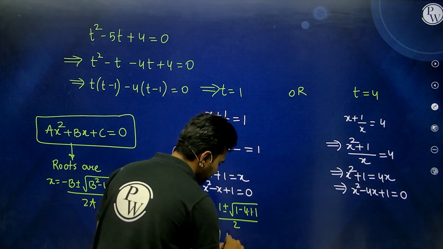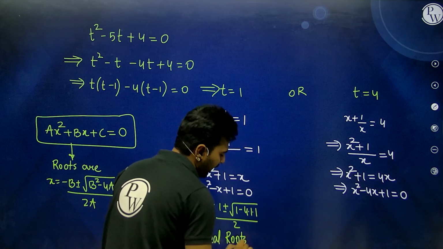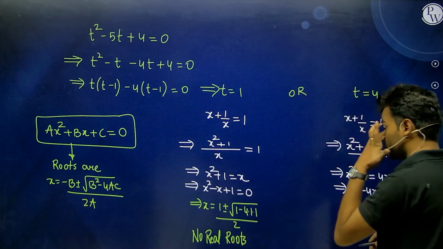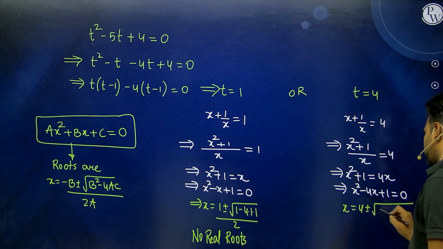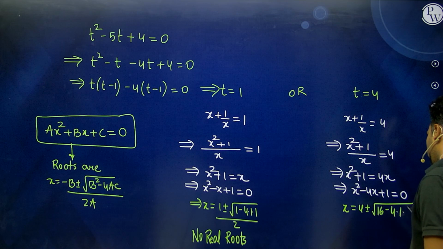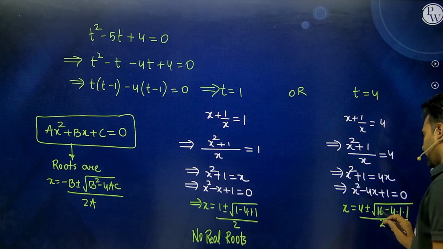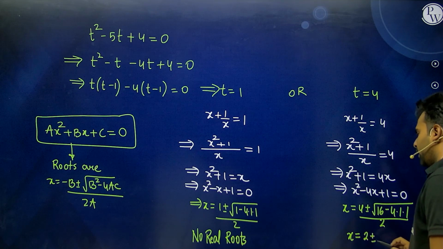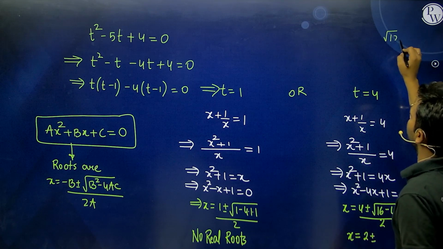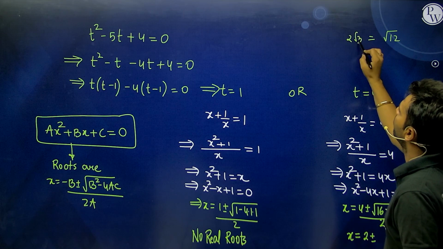Okay? And over here, if you see, what will be the roots? The roots will be 4 plus minus under root 16 minus 4 into 1 upon 2. That is, under root 12 will come over here, right? 2 plus minus under root 12, which can be written as 2 root 3.